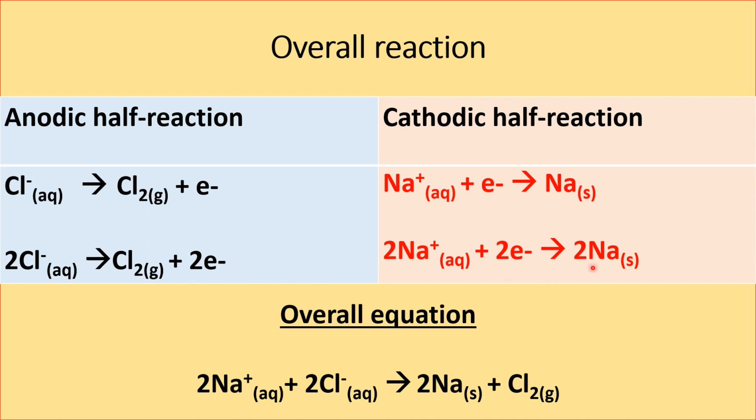The 2 electrons cancel each other, and then what we need to do is to bring the reactants at the cathode and at the anode together, and that will give you this. Bring the products at the anode and at the cathode together, and that will give you this. Then this is the equation of the reaction at the anode and at the cathode in the electrolysis of molten sodium chloride.